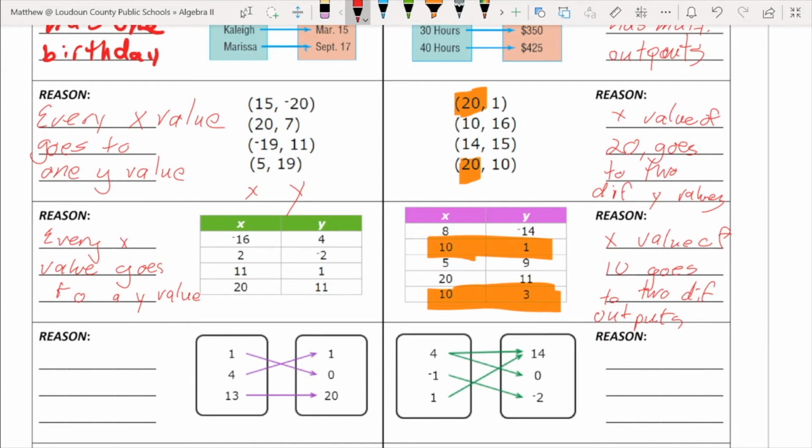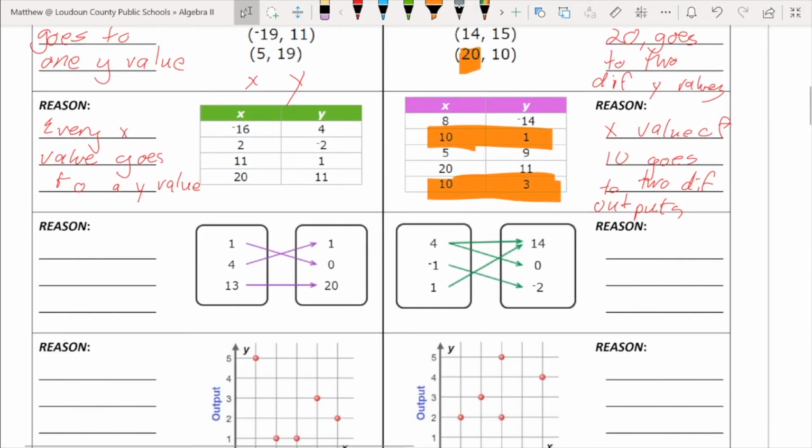All right, next one. So input of 1 goes to 0, input of 4 goes to 1, 13 goes to 20. So again, same thing as up here. Every X value has a Y value. And if I'm writing too quick for you guys, go ahead and pause it. It's okay. You can do it.